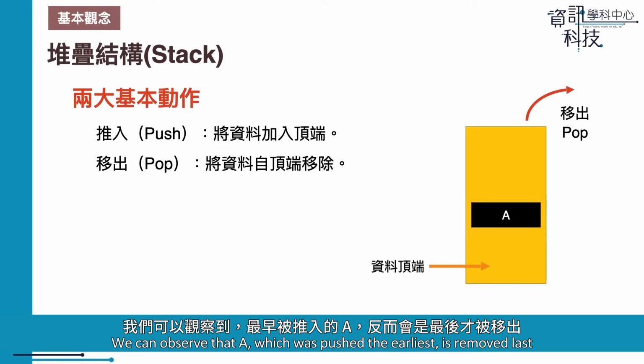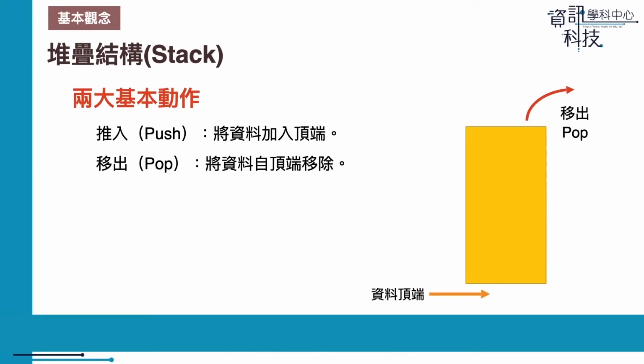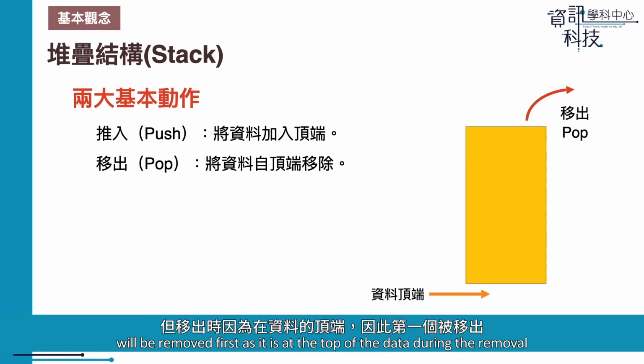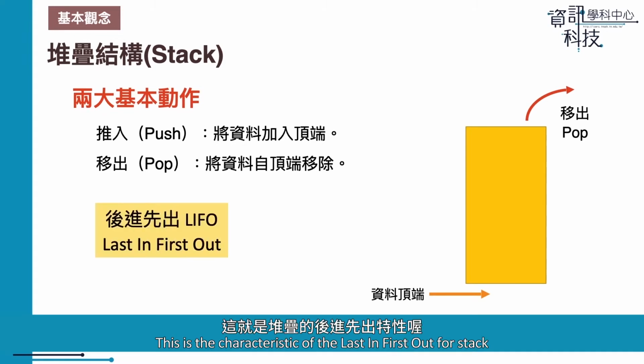We can observe that A, which was pushed the earliest, is removed last. However, E on the very top, which was pushed into the stack last, will be removed first as it is at the top of the data during the removal. This is a characteristic of the last in, first out for stack.